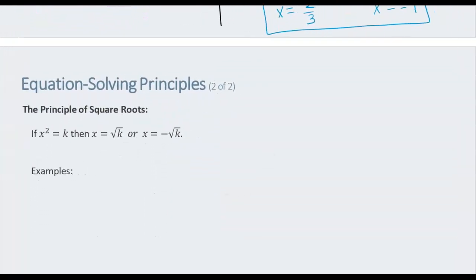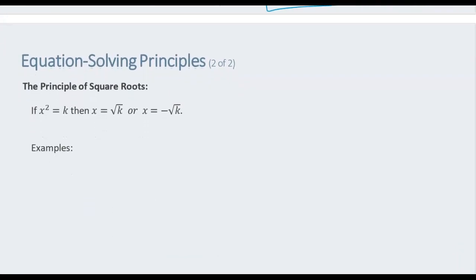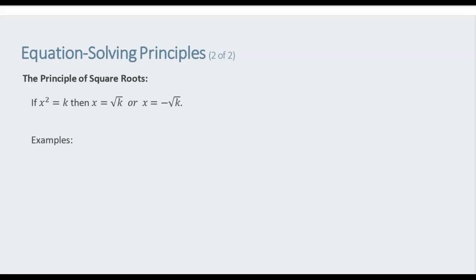Another principle we can use to solve quadratics is the principle of square roots. A lot of you kind of know that if I have, let's say, x squared equals 25, that would mean that x could either be equal to 5 or x could also be equal to negative 5, because if I take negative 5 and I square it, I will also get 25.